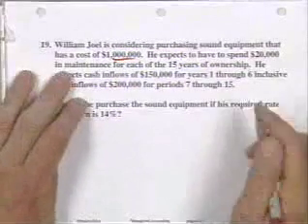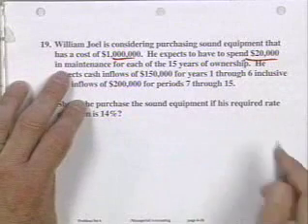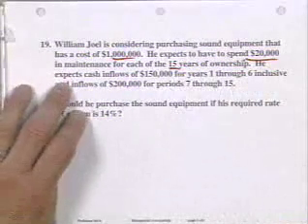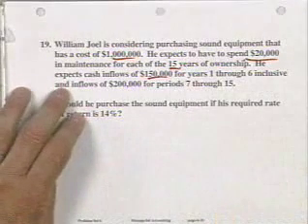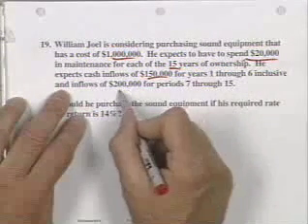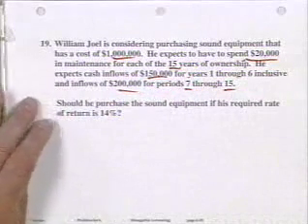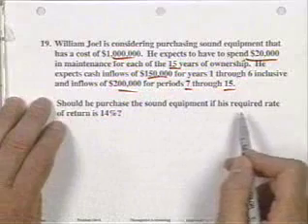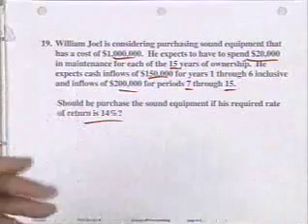He also expects to have to spend an additional $20,000 in maintenance for each of the 15 years of ownership. He expects cash inflows to be $150,000 in periods 1 through 6, and then $200,000 for periods 7 through 15. And the question is, should he purchase the equipment if his required rate of return is 14%? This is a fairly simple net present value question. You're comparing the present value of the benefits to the present value of the cost.